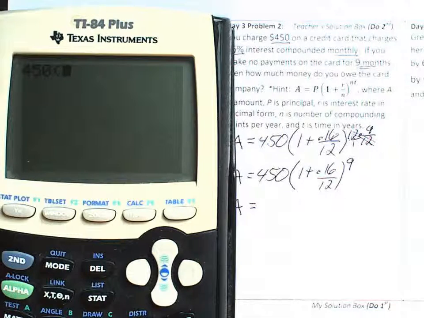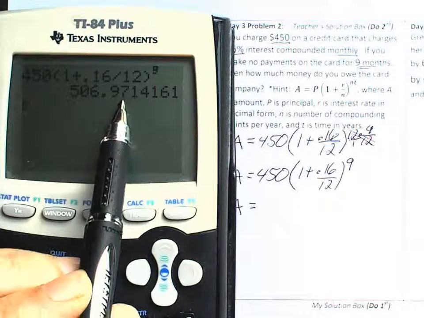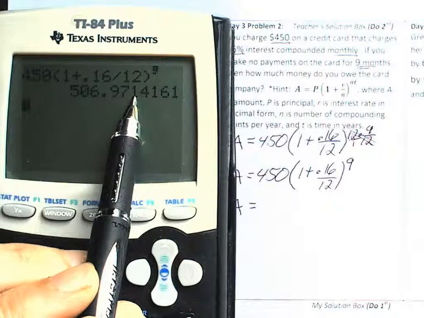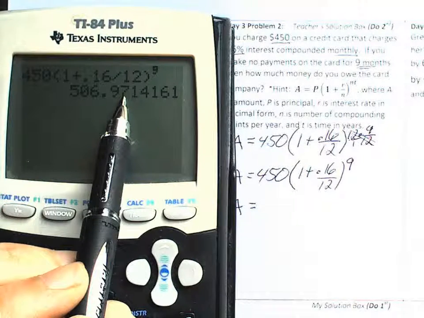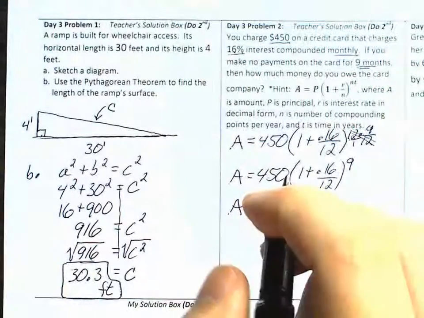450, parenthesis, 1 plus 0.16, divide 12, close the parenthesis, exponent 9. Okay, we want this to be in dollars and cents, so we need to consider this digit here. Looking at the next number, it's not 5 or bigger, so we'll leave this as a 7 instead of rounding it up. So $506.97.